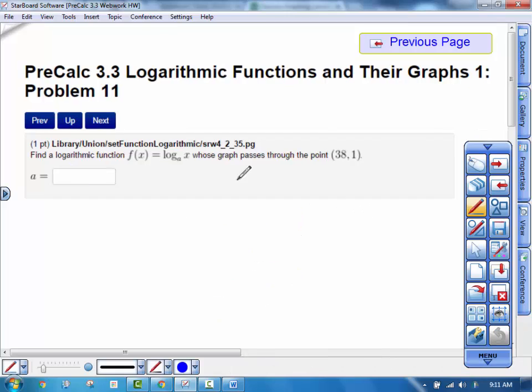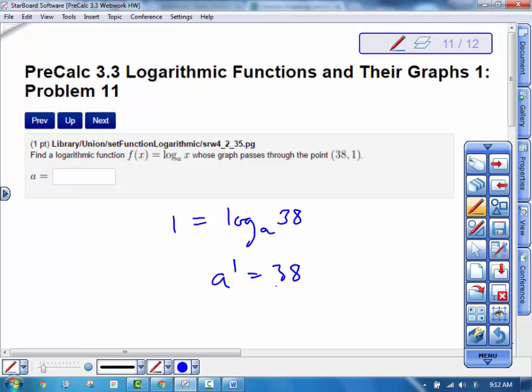Next problem, same thing. Plug in 1 for y, and plug in 38 for x. Change to exponential form, base to the exponent equals the argument. And you'll see that when you raise something to the first power to get 38, that'd be 38.